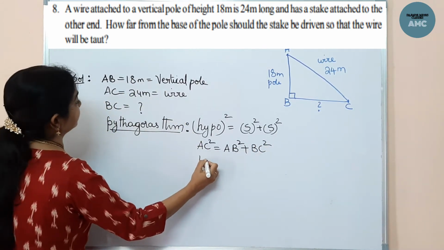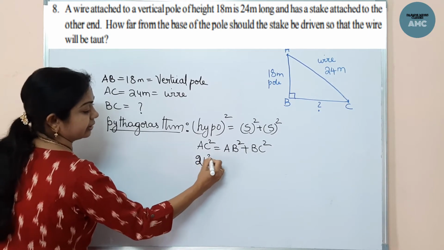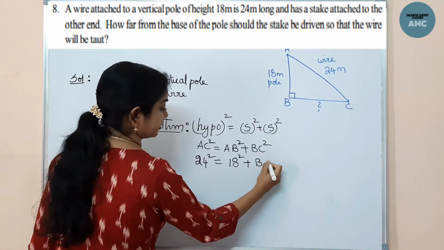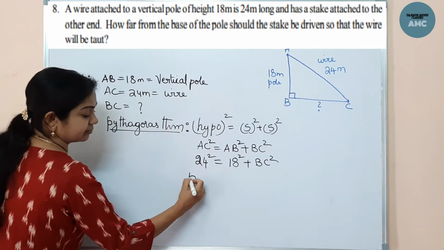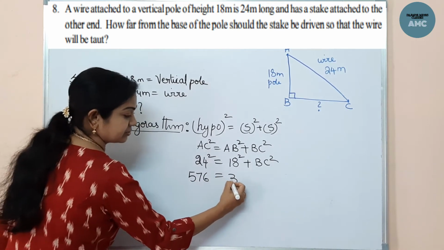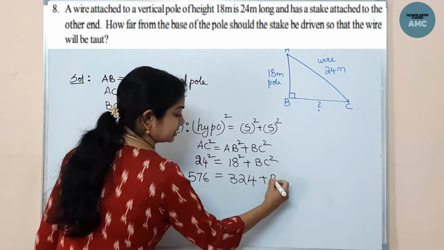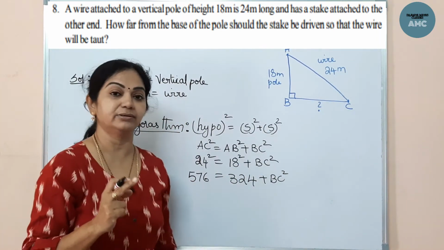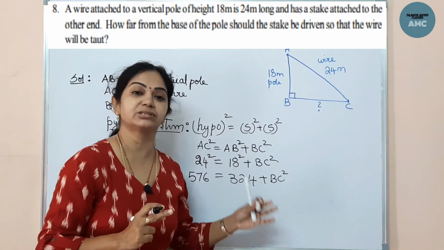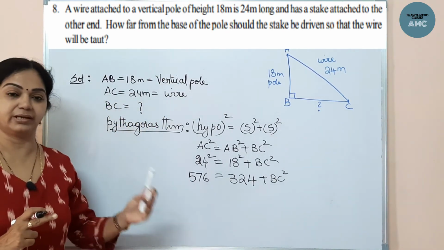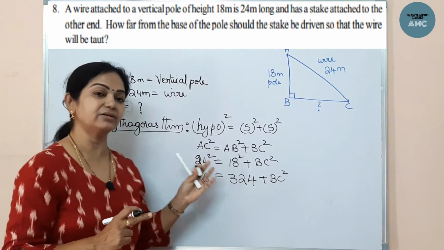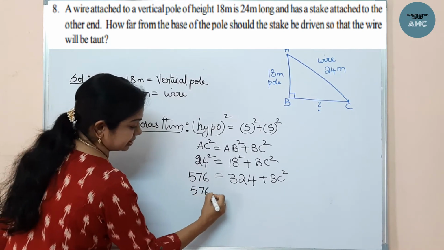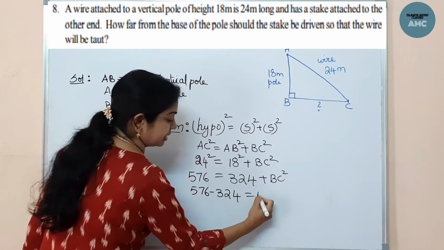AC is 24, so 24 square is equal to AB is 18 square, and BC we don't know, so BC square only we'll write. Here 24 square comes to 576, 18 square is 324 plus BC square. All the squares up to 25 you need to know by heart. And cubes till 10 cube, 9 cube, 7 cube, 8 cube, and squares till 25. Okay, that is needed. Now 576 minus 324 is equal to BC square.